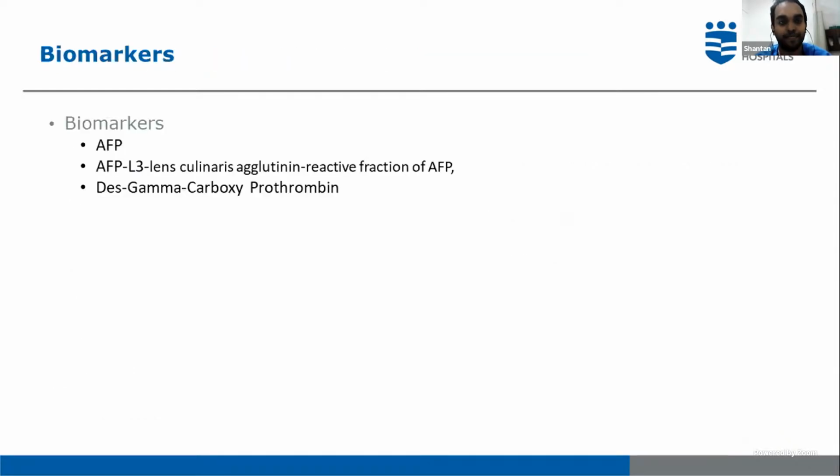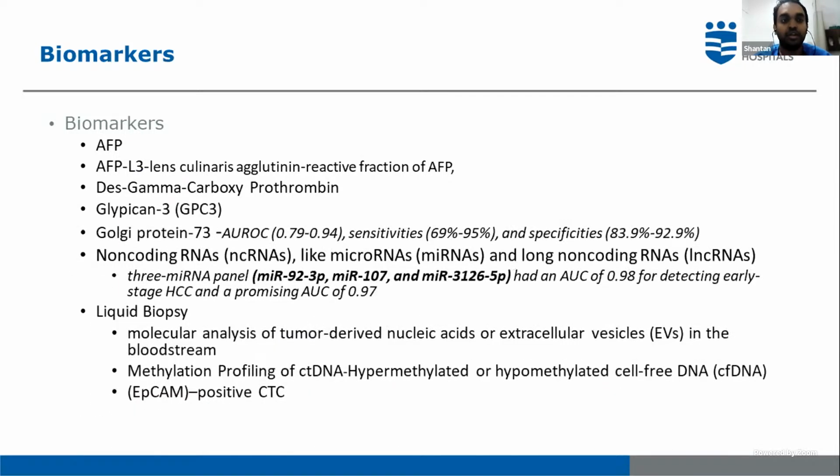The various biomarkers which are regularly done are the AFP, AFP-L3, which is a fraction of AFP, and gamma carboxyprothrombin, which is PIVKA-II. However, there are other biomarkers which have been under study, such as glypican-3. There is Golgi protein 73, which showed a sensitivity in various studies of 69 to 95% and a specificity of 80 to 90%, with area under the curve ranging from 0.8 to 0.9.